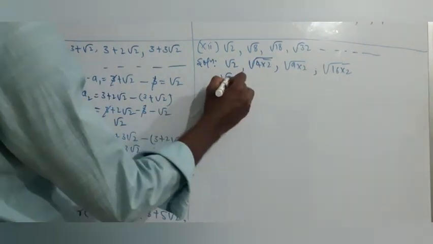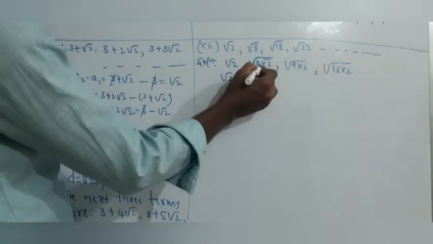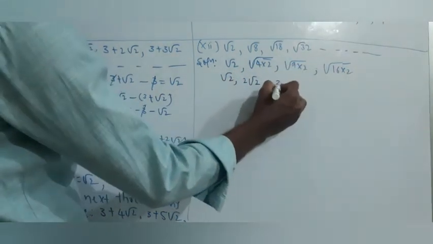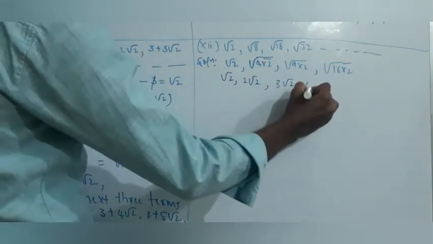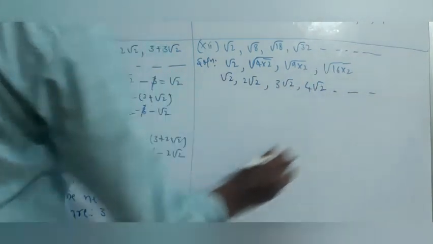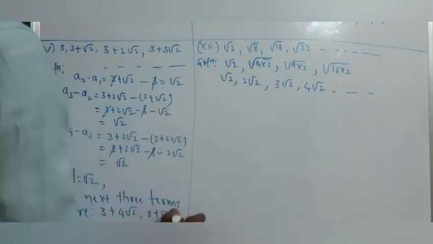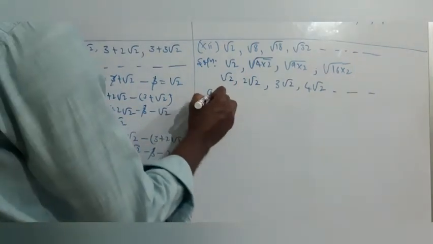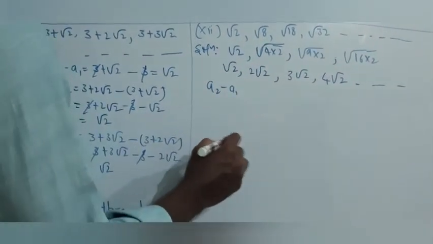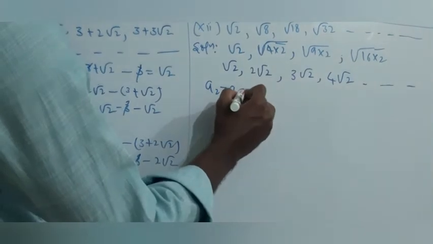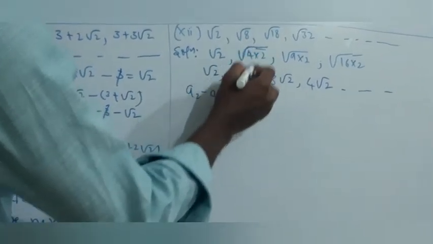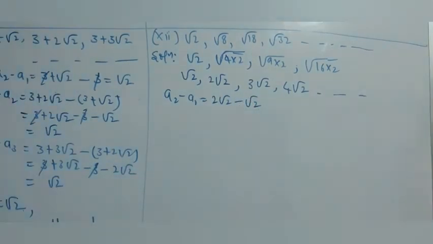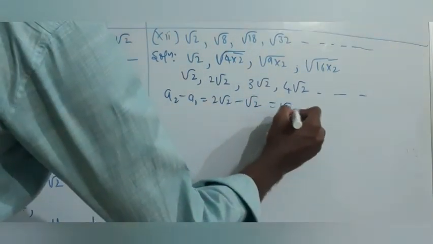So how can I write? Root 2. So if 4 comes out of the root, it will be 2 root 2. So 3 root 2, 4 root 2. Okay. Now, follow the procedure. What procedure do we need? We need to verify whether it is AP or not. How will I verify? A2 minus A1. A2 minus A1 is equal to, what is A2 here? That is 2 root 2 minus root 2, which is equal to root 2.